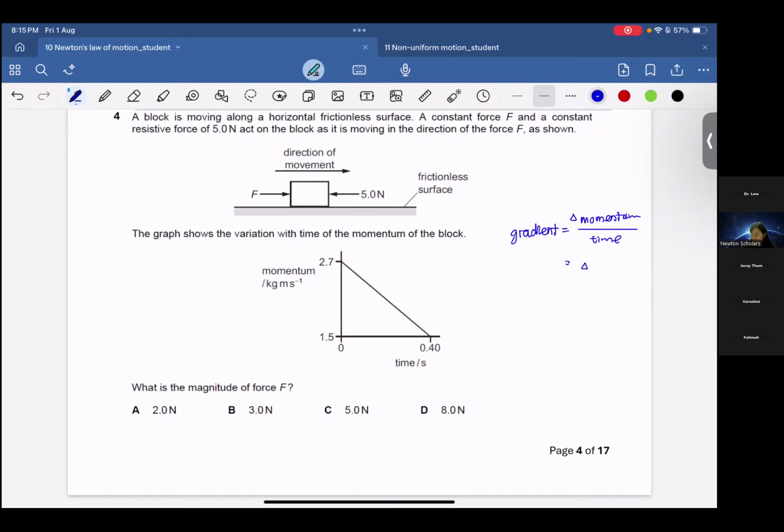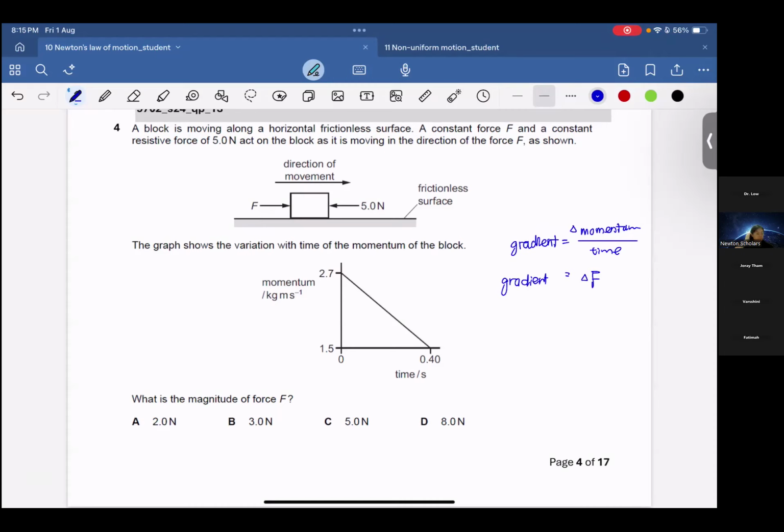So boys and girls, can you try to find out what is the magnitude of force? Please be careful with this question. Read the question again, try to find your answer and then tell me your answer. Let me check how many of you can get the correct answer. Boyang says A. Wow, very good, Boyang.